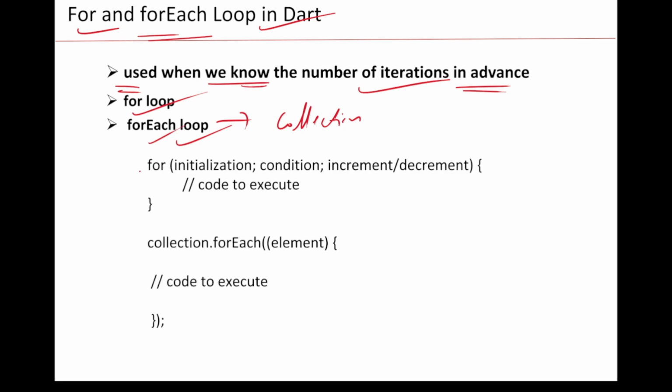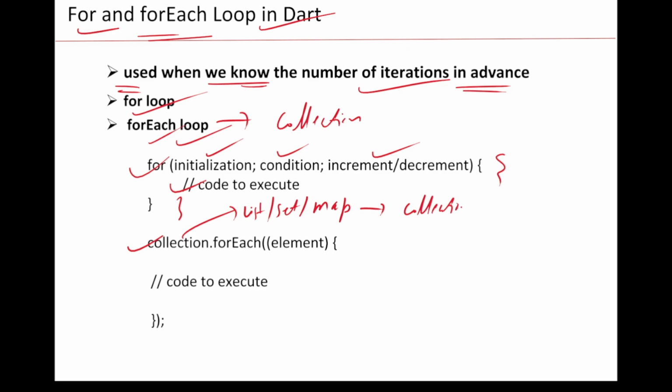Here we have the syntax for initialization, condition, and then operation, increment and decrement. And inside this curly bracket, we write our code. For each loop, we take a collection, that is a list or set or map. These are the collections. And then for each loop, element, and inside the curly bracket we write our code. So let's get coding to understand better with the help of an example.